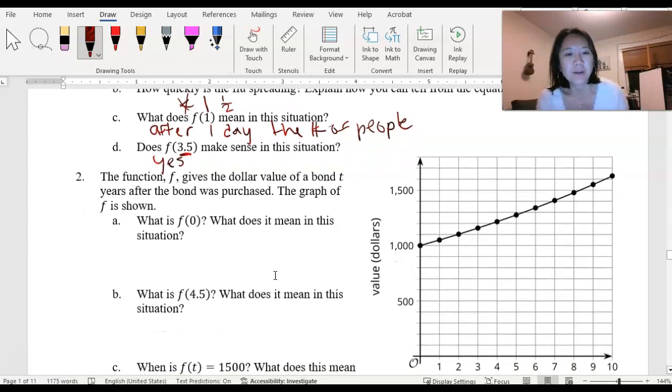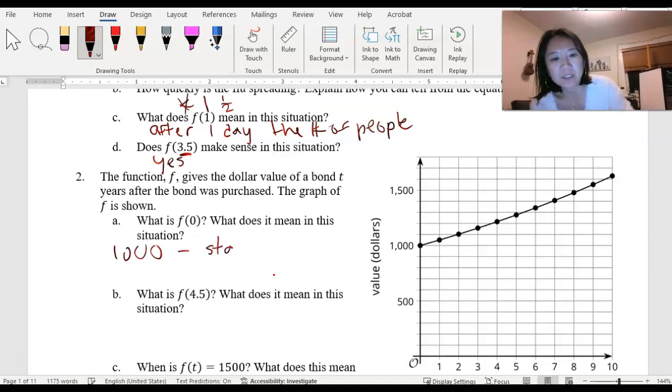All right, the function f gives the dollar value of a bond t years after the bond was purchased. The graph of f is shown. What is f of 0? So this is 1,000. And so that means that is the starting value of the bond.